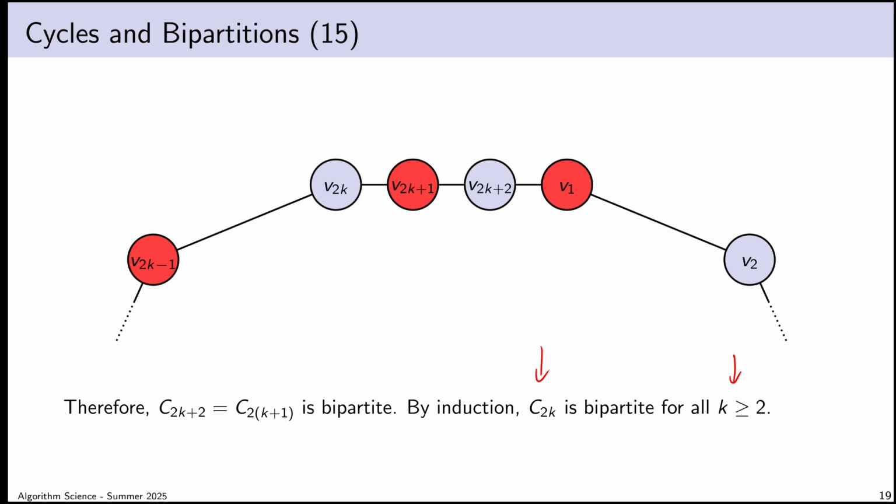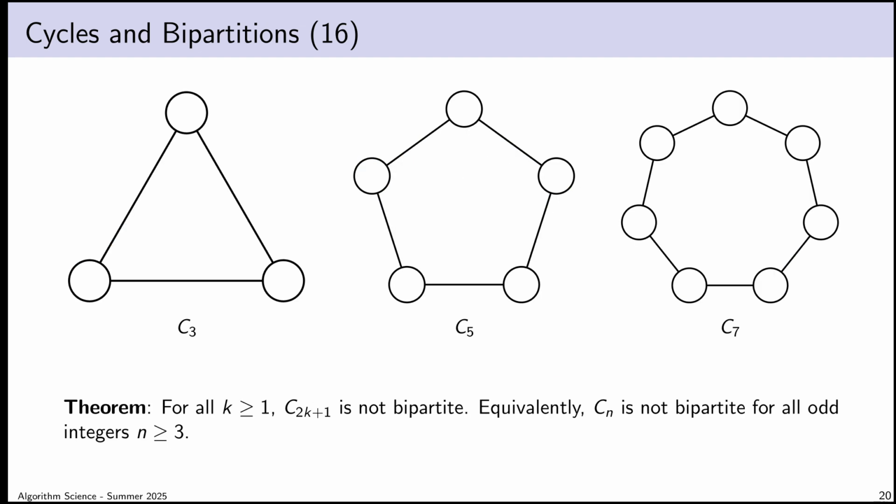Okay, so that's the case of even cycles. Every even cycle is bipartite. What about odd cycles? We already know that there's at least one odd cycle that isn't bipartite. It turns out that no odd cycles are bipartite. So I cannot find a two coloring of C3, I cannot find a two coloring of C5 or C7 or any other cycle of odd length. And so I've stated this theorem in similar terms to the previous one. This theorem is equivalent to the statement that Cn is not bipartite for all odd integers n greater than or equal to 3.